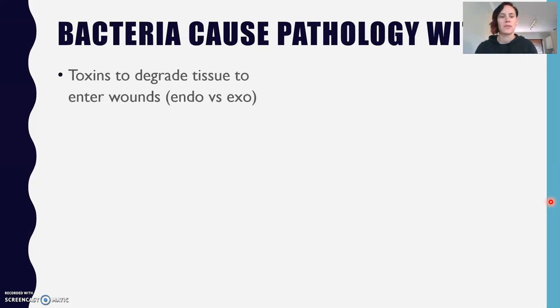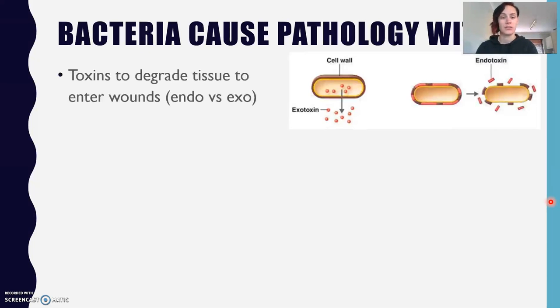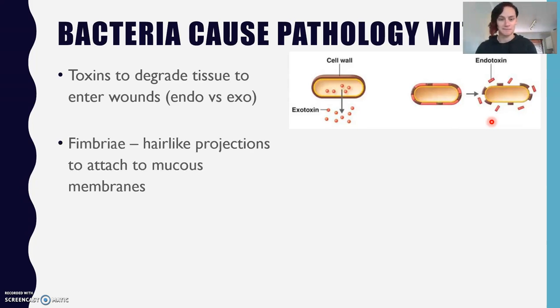Bacteria cause pathology with toxins, right? They can degrade tissue to enter the wounds. And there's endotoxins and exotoxins. And those exotoxins are the ones that are excreted, right, using exocytosis, hence exotoxins. However, endotoxins are part of the cell itself. And when the phagocyte actually engulfs this one, what will happen is these toxins will come off as the bacteria starts to break down, and therefore also killing the immune cells. So it's a little bit of a last-ditch defense mechanism.